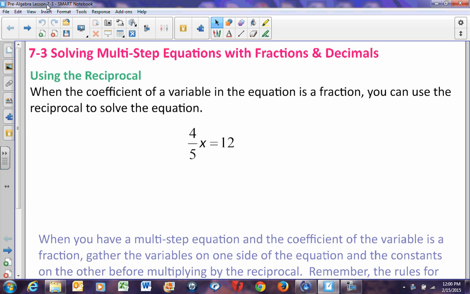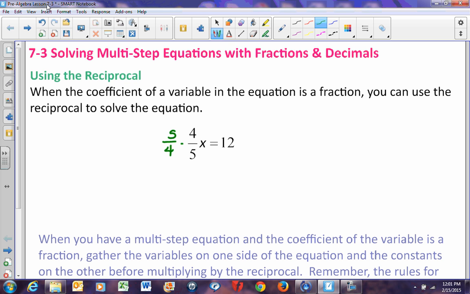When the coefficient of the variable in the equation is a fraction, we can use the reciprocal to solve the equation. For example, we have here a one-step equation: 4/5 x equals 12. x was multiplied by 4/5, which means we need to divide it by 4/5. But we should remember that dividing with fractions is the same as multiplying by its reciprocal. So I can take this equation and instead of dividing by 4/5, I can multiply by 5/4.